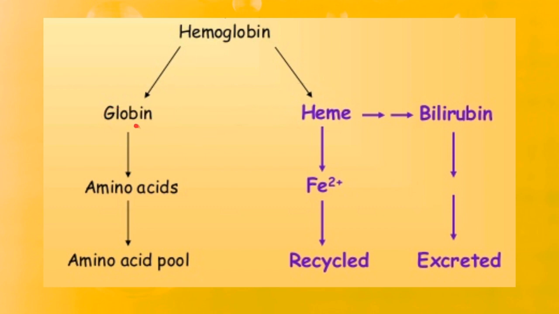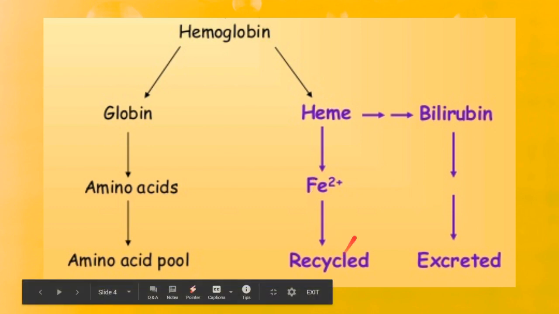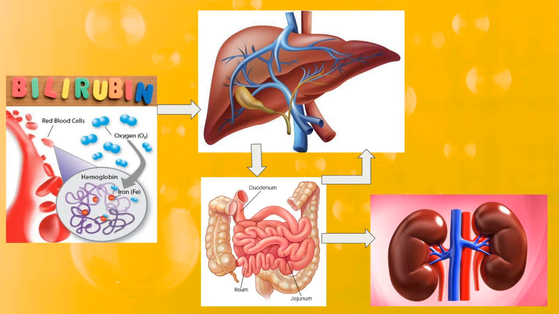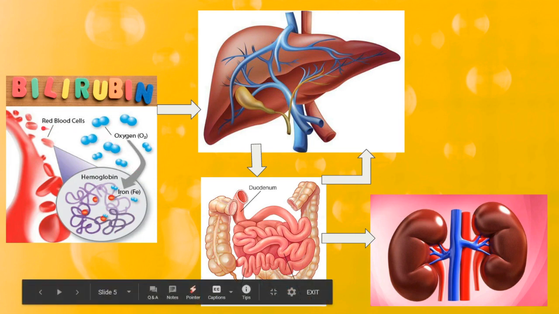This globin chain further breaks down into amino acids, and these amino acids are then reused. And this heme further breaks down into bilirubin and ferrous iron. This ferrous iron is recycled, while this bilirubin is then excreted by going through various pathways in the body. Now, what are the pathways of this bilirubin? As you can see here, the RBC broke down and this bilirubin is formed.